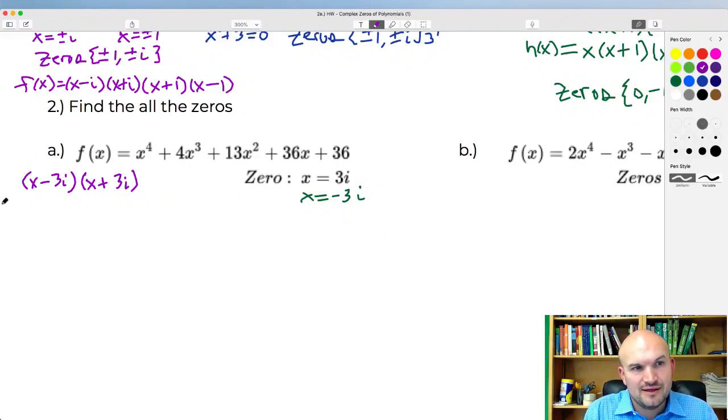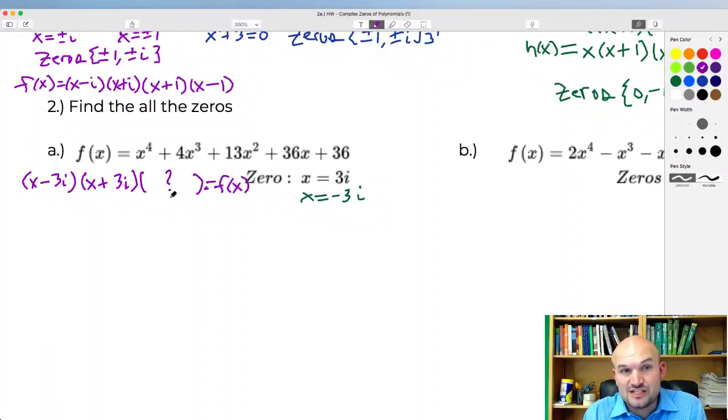But you see here, this times this does not give you f of x, right? This times this is going to give you x squared something. So that's like saying 2 and 3 are both factors of 12, but 2 times 3 does not give you 12. So what we can understand here is this times something else is going to equal f of x. And that something else is also a factor where we can find the remaining zeros from.